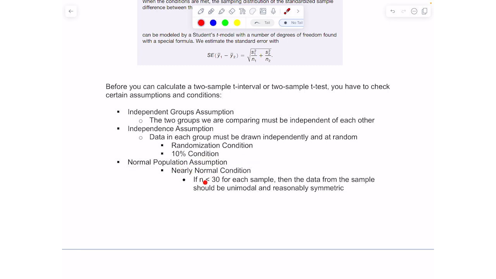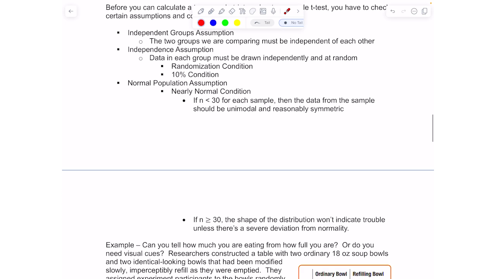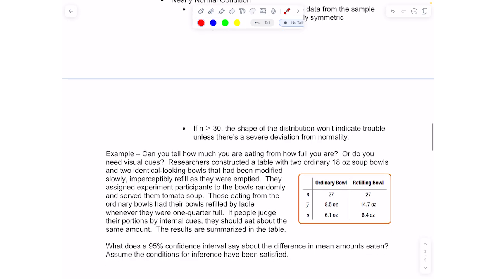If the sample size is less than 30 for each sample, then the data from the sample should be unimodal and reasonably symmetric. The larger the sample size, of course, the better. The shape of the distribution won't indicate trouble unless there's a severe deviation from normality. So if we had some extreme skewness or something, even if the sample size was greater than or equal to 30, we want to be cautious using the t-model.